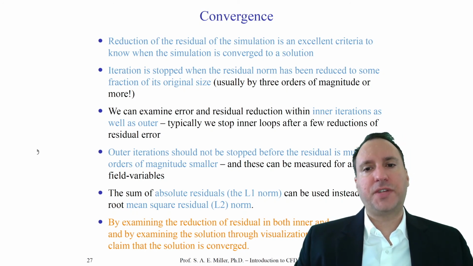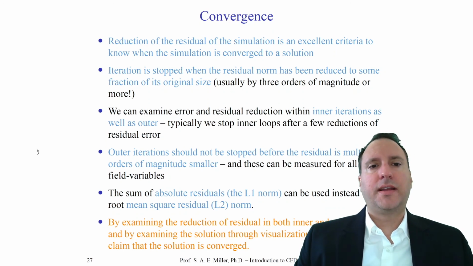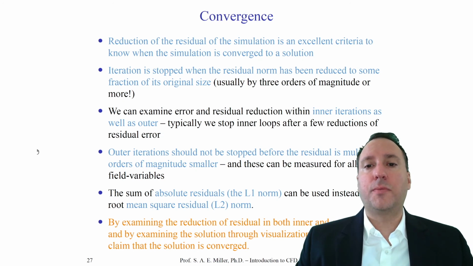There could be numerical tests to do this for you. However, I think it's better to set a large iteration value and look at the L2 norm of residuals with iteration. The iteration will stop, or the user can stop it, when the residual norm has been reduced to some fraction of its original size.